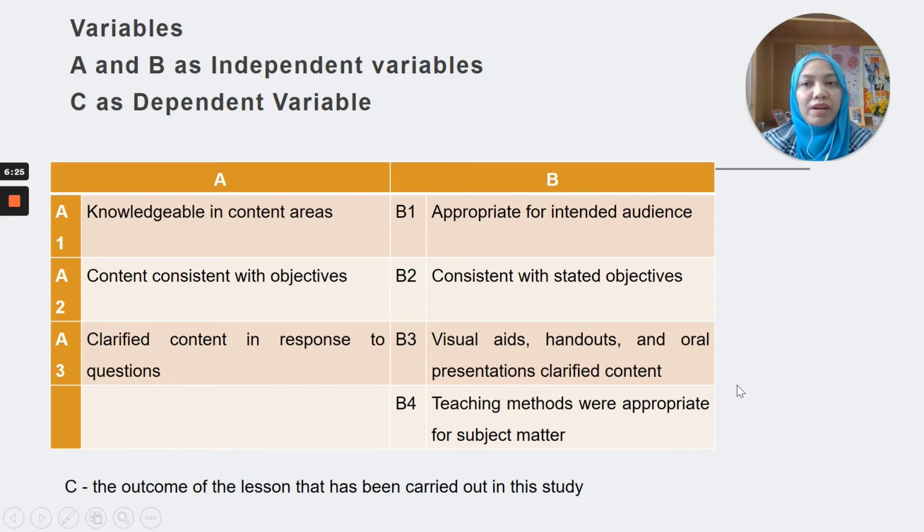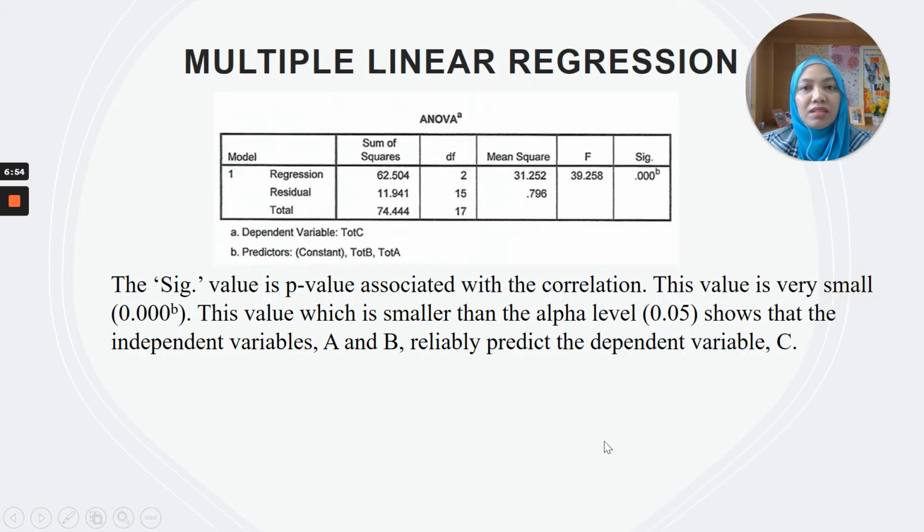And then in terms of the variables involved in the questionnaire, I have independent variables. I have A and B, as you can see on the table here. And my dependent variable is C. C is the outcome of the lesson that has been carried out in the study. All right. So I would love to know which of my independent variables are actually more prominent in affecting C.